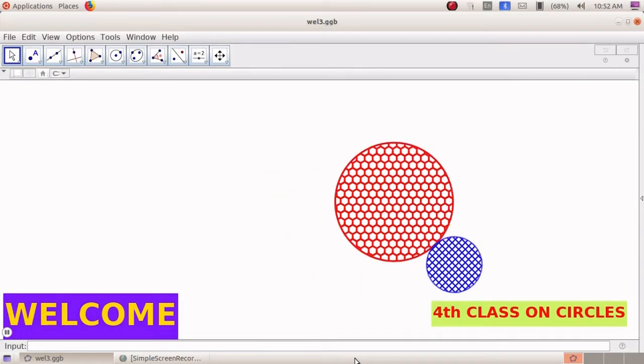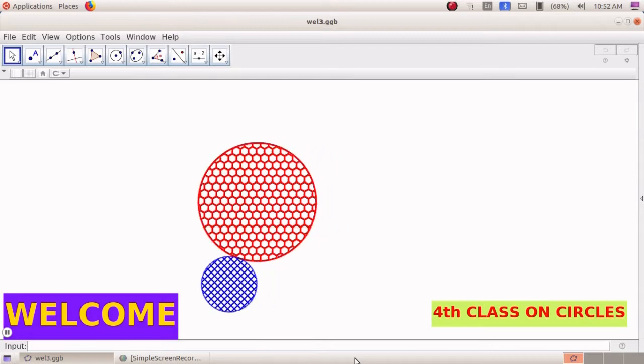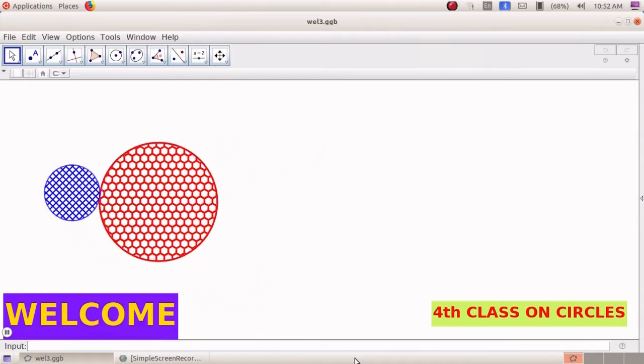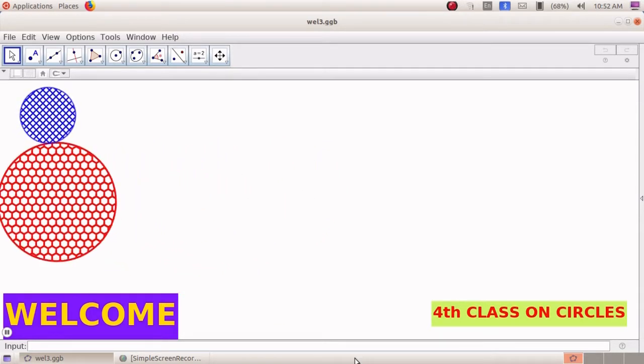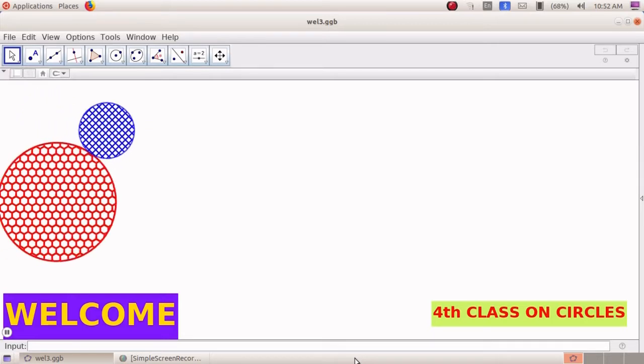Dear students, welcome to the fourth class on circles of 10th standard mathematics. Today, we will discuss a special property related to chords of a circle.